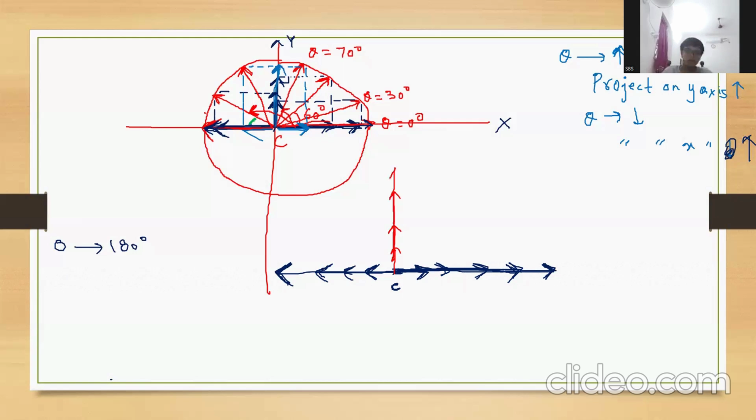Okay? Sir, when theta is 90, there is no projection on the x-axis, right? Yes. There is no projection on the x-axis. And after 90, it will reverse its direction. Okay? It will reverse its direction. Clear? And now if I ask, this is up to this, clear?